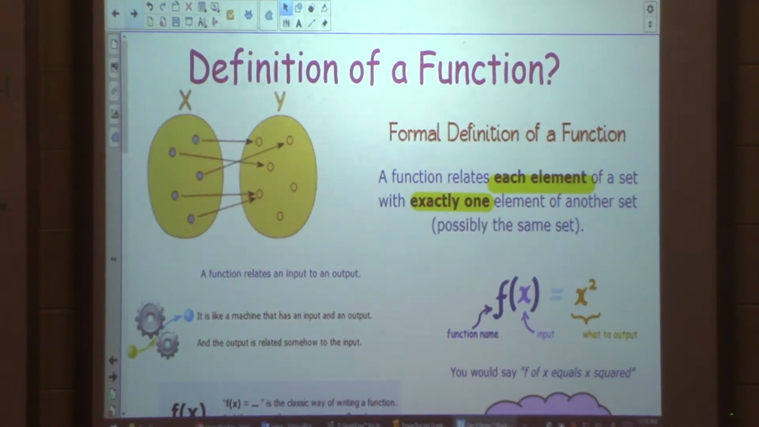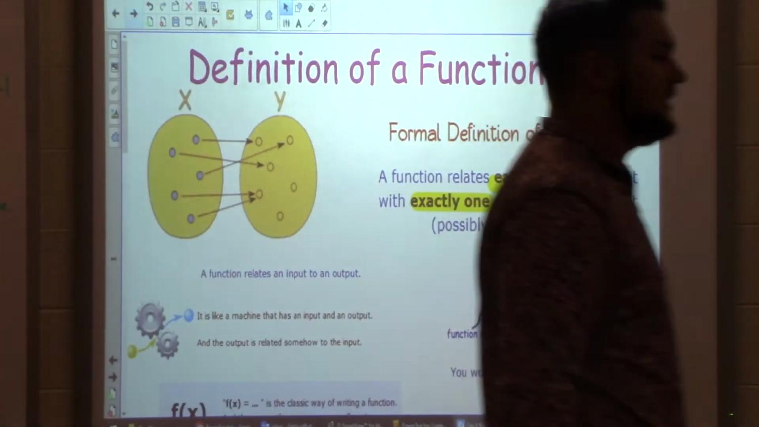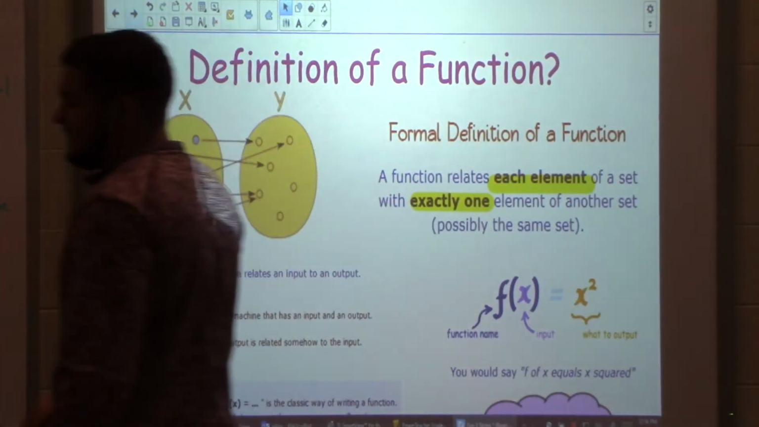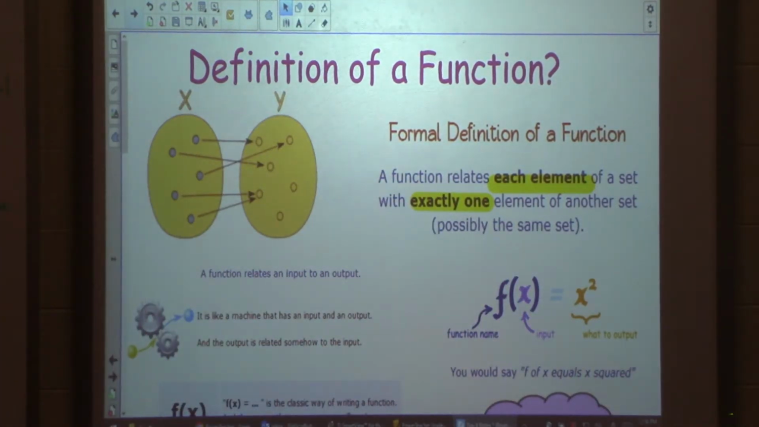So, talk about functions today. Yay! Right? So, the formal definition of a function relates each element of a set with exactly one element of another set. What that means is every x value should have exactly one y value that it comes out to if we're going to declare it a function.